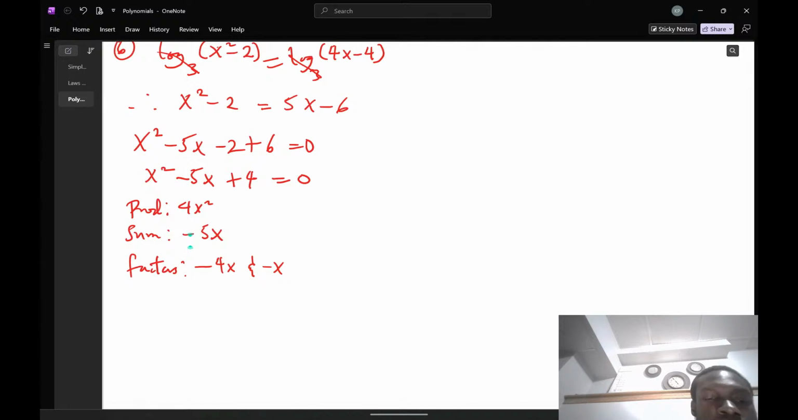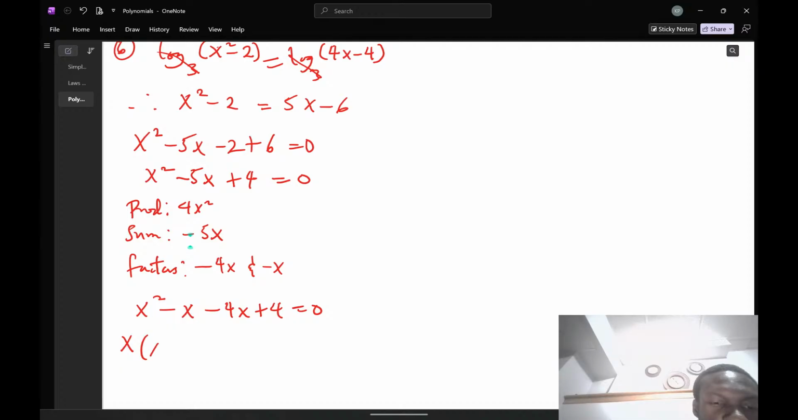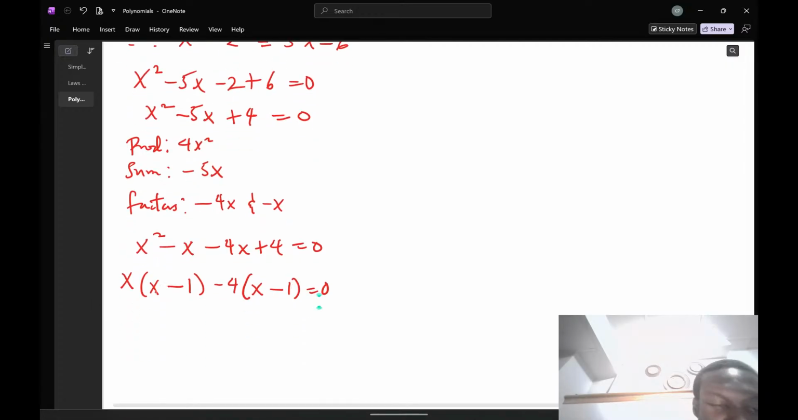Now, if I do it this way, I have x squared minus x minus 4x plus 4 is equal to 0. So x is common. If I use x, that will be x minus 1. If I use minus 4, minus 4x divided by minus 4 is x, plus 4 divided by minus 4 is minus 1, is equal to 0. So that will be x minus 4 equals 0, or x minus 1 equals 0. So x equals 4 or 1.